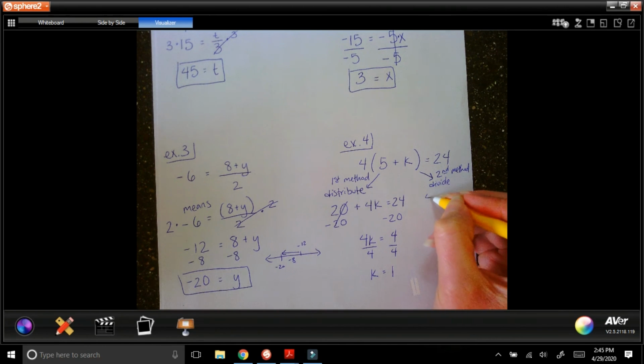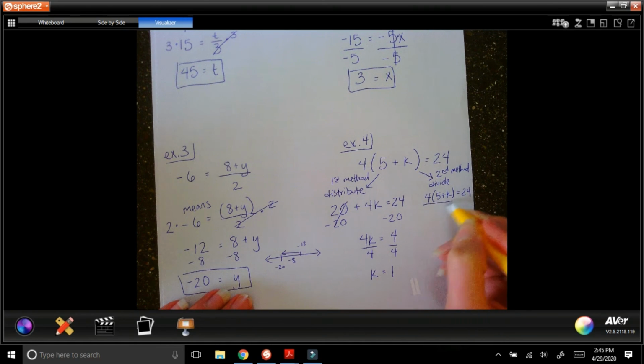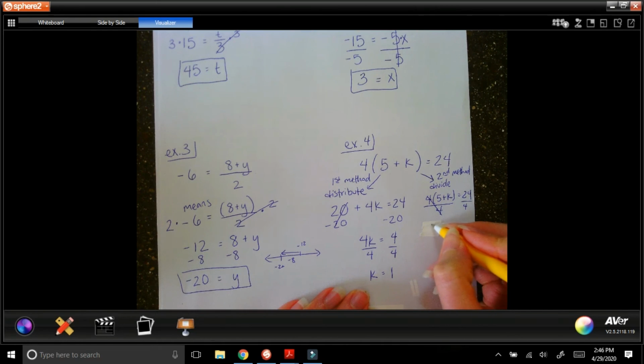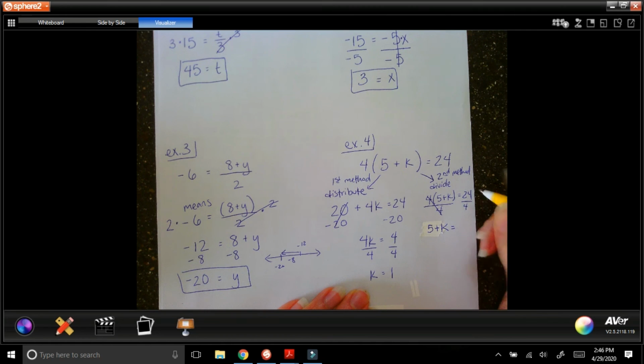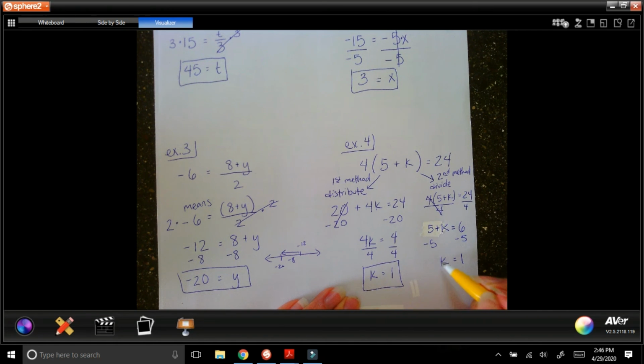So I'm going to rewrite the problem over here. It equals 24. So you could actually divide each side by 4 first. So then you'd write 5 plus k equal to, when you divide that, you get 6. And then you subtract 5 from each side. So k is equal to 1. So either way, you get the same answer.